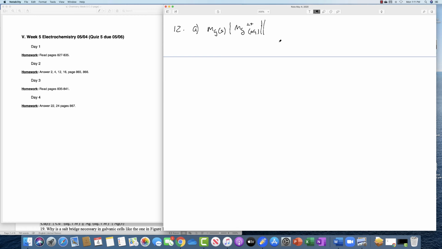And then they'd use a double line to show the other half, which is Cu 2+, and then Cu. And that's the end of it. And so actually, we don't need this line right here. So the first half reaction is going to be Mg goes to Mg 2+. In order to do that, Mg has to lose 2 electrons. On the other side, you have Cu 2+ that has to gain 2 electrons to form Cu.